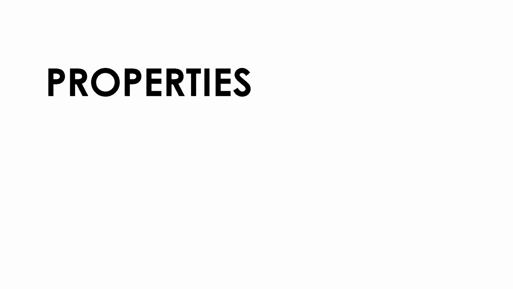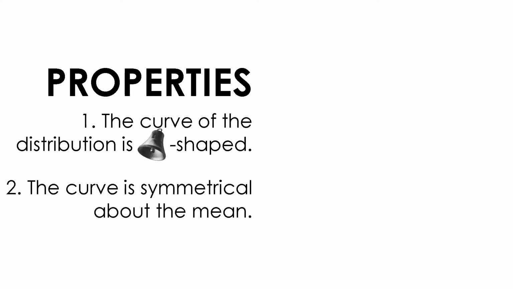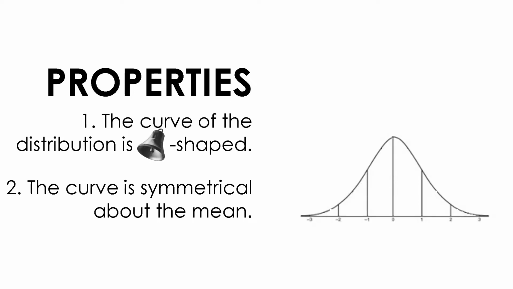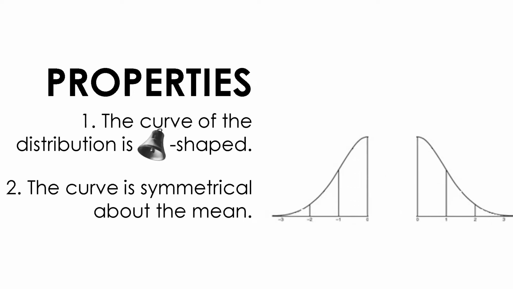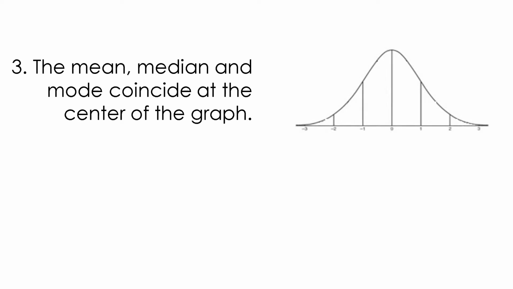A normal distribution has different properties. First, as said earlier, the distribution is bell-shaped. Second, the curve is symmetrical about the mean. This means if we cut the curve about the mean, we will have balanced proportions of the halves. Third, the mean, median, and mode are of equal values, and when sketched, they coincide at the center of the graph. This means that the mean, median, and mode of the given distribution are located at exactly one point since their values are equal, and they are located at the center of the graph, which indicates the highest peak of the curve.